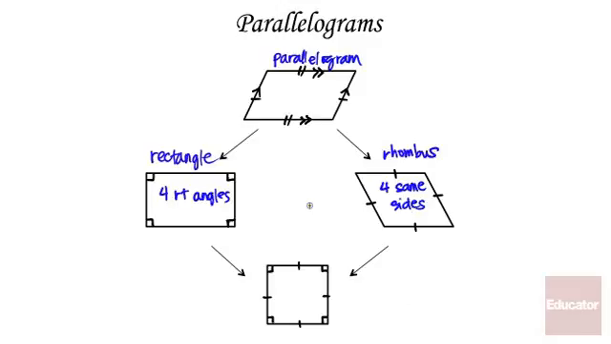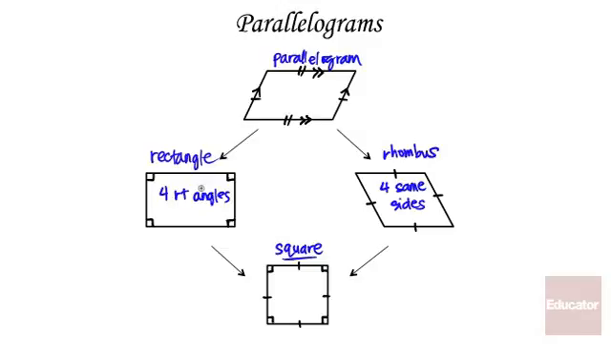Then, when you combine all of those properties together, it actually becomes this, a square. So notice that a square has 4 right angles, right? And it has 4 congruent sides, 4 same sides. So a square is always a rectangle. A square is always a rhombus. So a square is always a parallelogram.